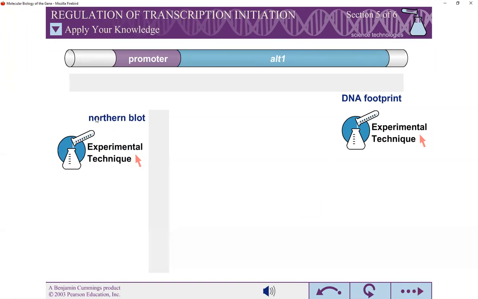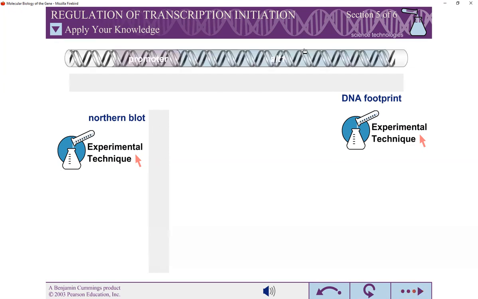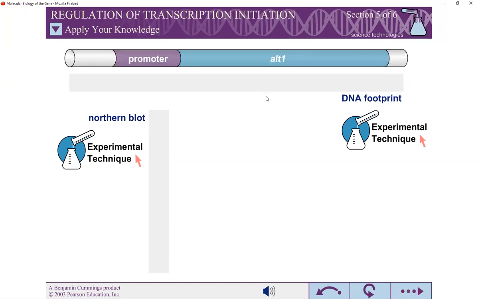Okay, there are two techniques that have been used. One is the northern blot, another one is the DNA footprinting assay. The DNA footprinting assay will be used in order to depict where the proteins are going to bind, whether the enhancer is going to bind or whether the repressor sequences are going to bind. The northern blot will be used in order to see the amount of transcript that is going to be produced. And we have the gene that is ALT1. This gene will be transcribed only when the glucose molecules are absent.